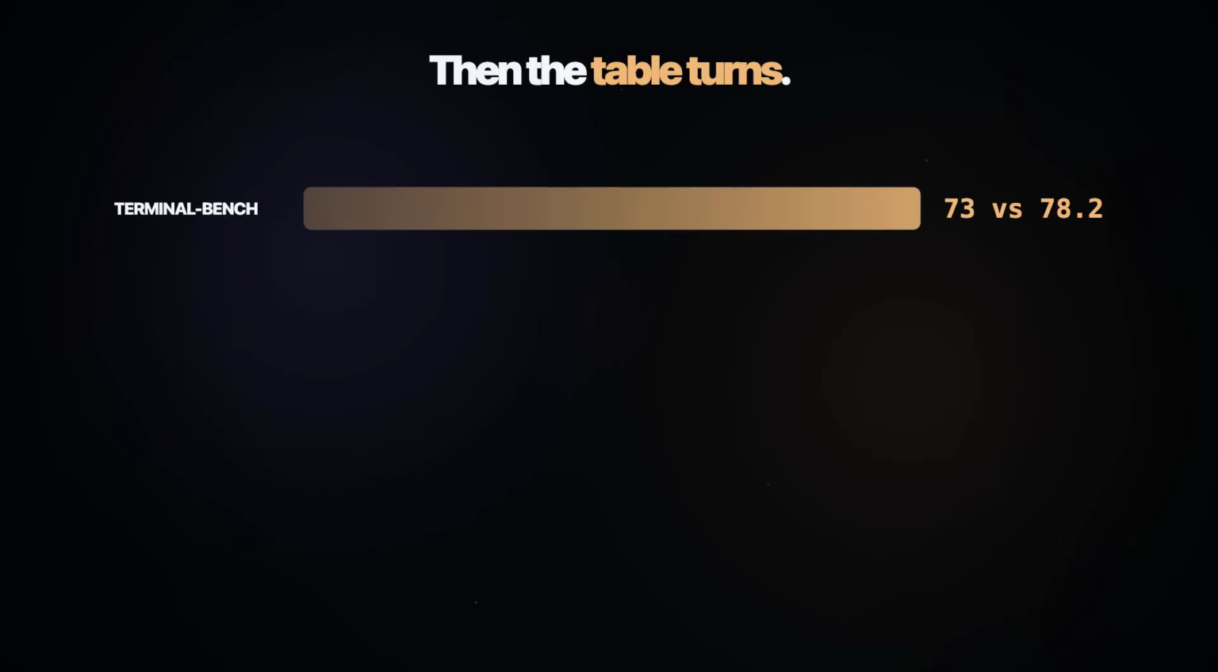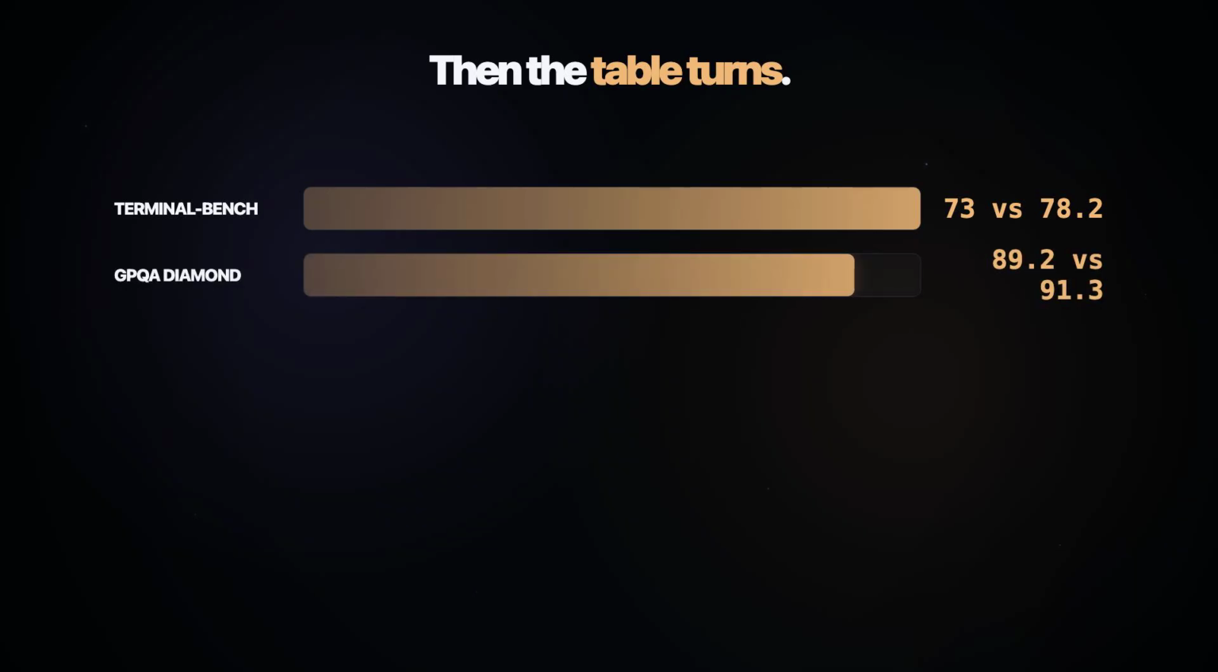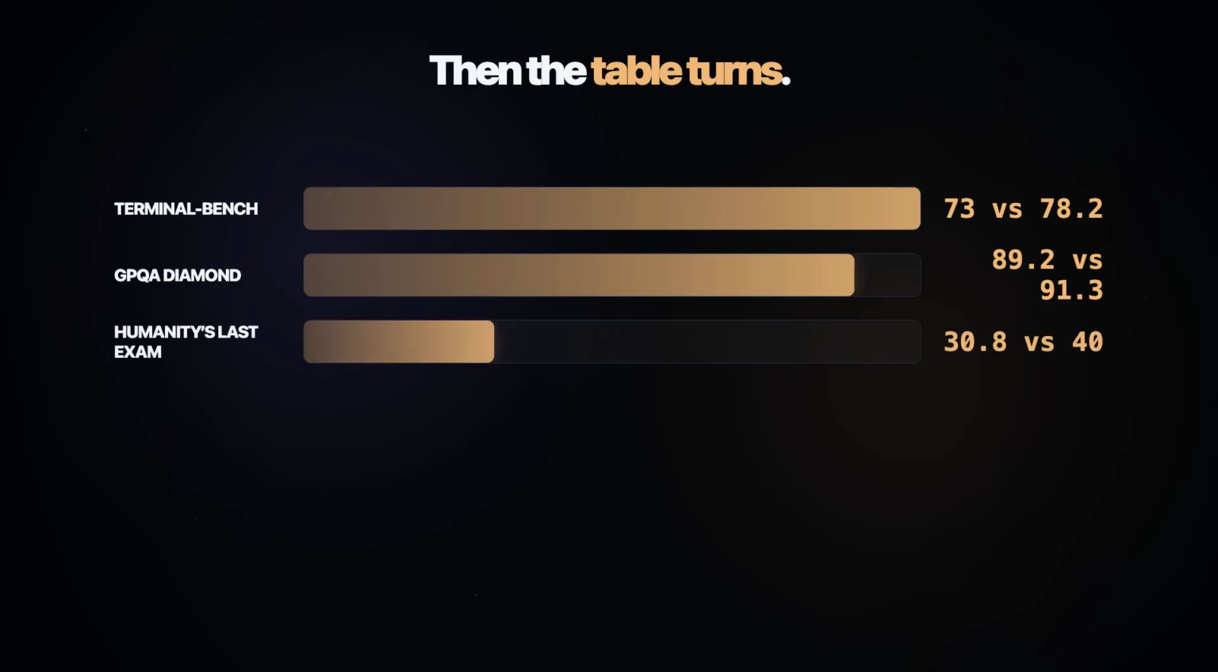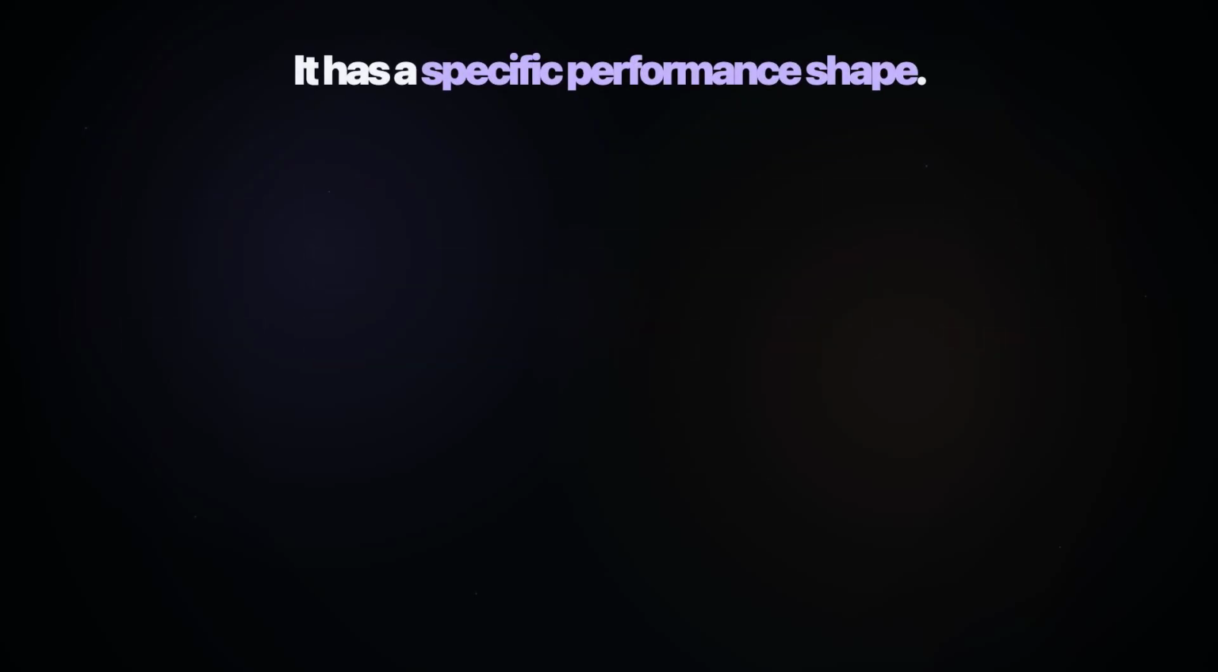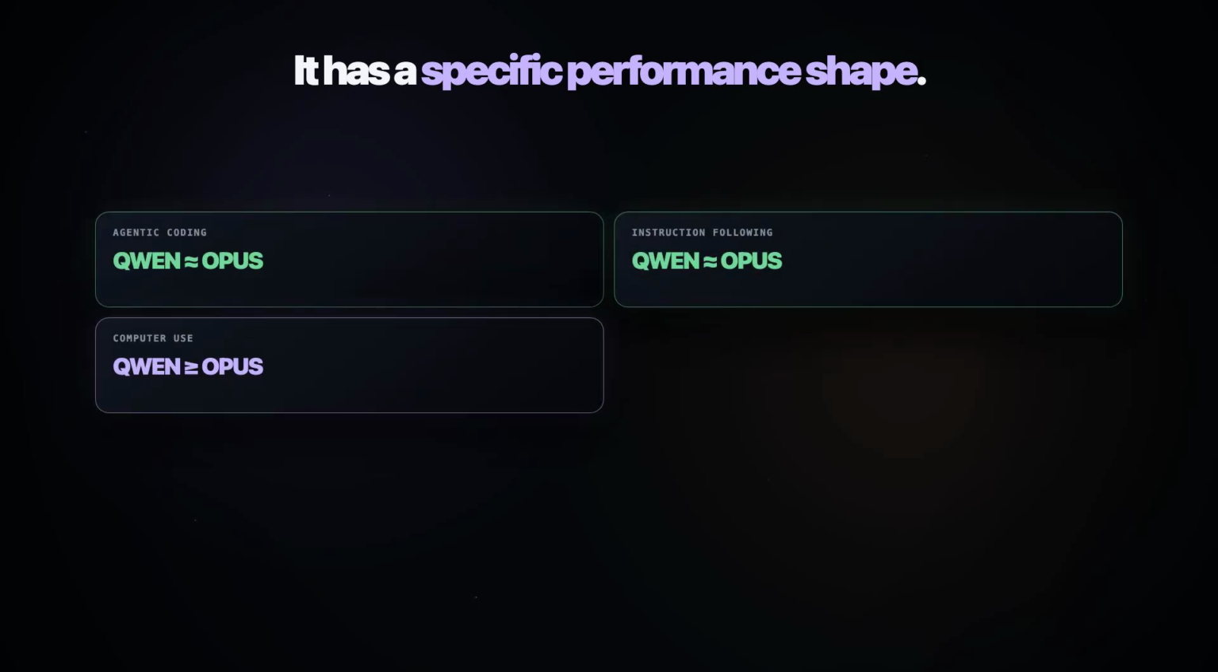On Terminal Bench 2.1, Qwen scores 73, Opus scores 78.2. On GPQA Diamond, Qwen gets 89.2, Opus gets 91.3, and then we get to Humanity's Last Exam. Qwen 30.8, Opus 40. That is not a tiny difference anymore. So Qwen 3.8 is not simply Claude Opus, but local. The performance profile is much more interesting than that. For agentic coding, instruction following, computer use, and several multimodal tasks, this tiny local model can compete with, and sometimes beat, the Opus 4.6 numbers. But when the task becomes extremely difficult, closed book reasoning, Opus still pulls ahead.